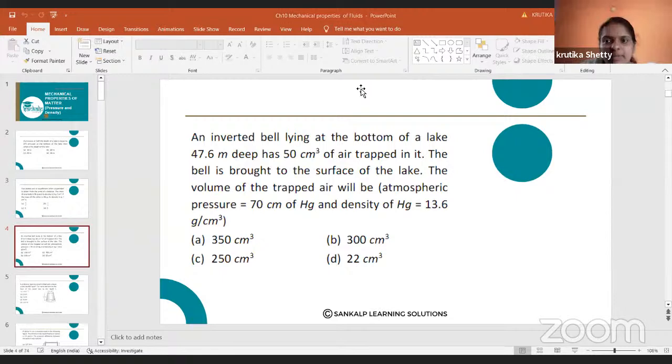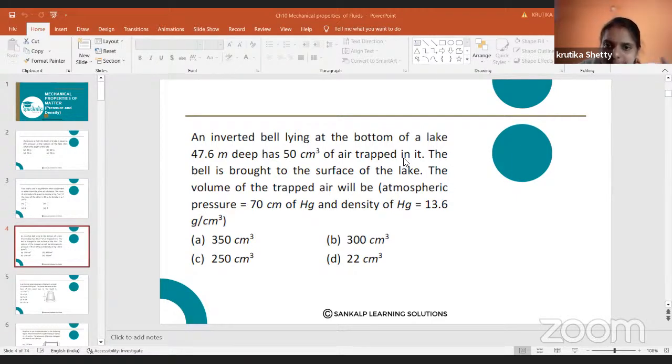I hope the PPT is visible to you. The next question is, an inverted bell lying at the bottom of a lake, 47.6 meter deep, has 50 centimeter cube of air trapped in it. Whatever that bell is at the bottom of the lake, it is 47.6 meter deep and has 50 centimeter cube of air trapped in it.